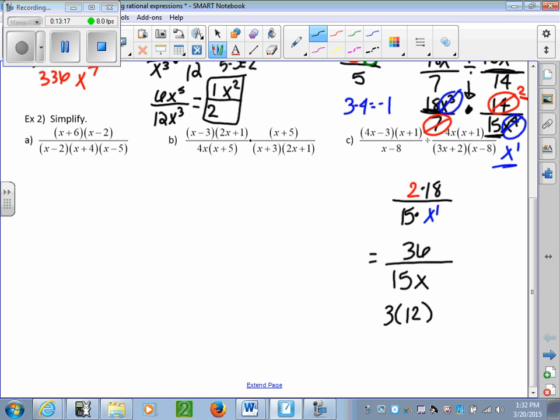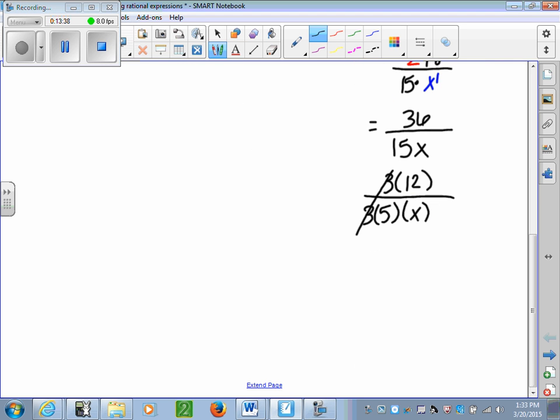12, because 3 times 12, I'm just rewriting 36, and 3 times 5 times x, right? Just rewriting the 15. And whenever I have anything dividing by itself, it goes away. So you don't really need to do that step where you cross out the 3s. You can just reduce your fraction the way you know how to reduce fractions. But just to show you exactly what's going on here, which leaves me with 12 over 5x. Okay, so this is our most simplified form.